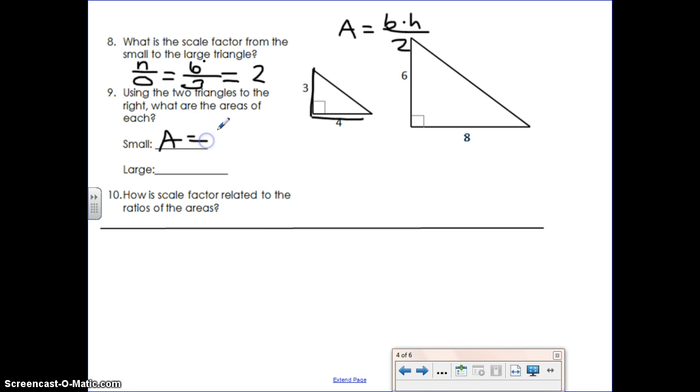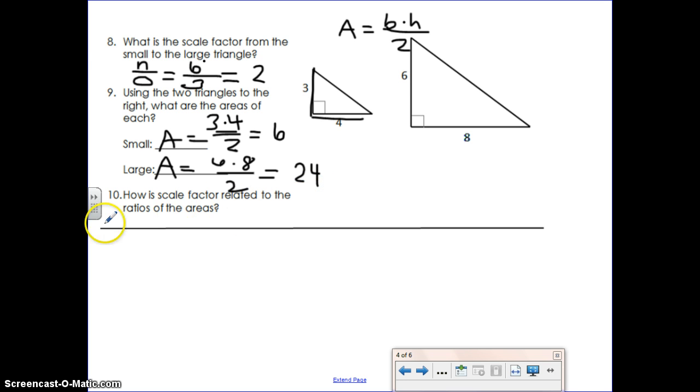All right, area is base times height, so 3 times 4 divided by 2. Order of operations, we do everything up here first, so 12 divided by 2, and 12 divided by 2 is 6. Area of the large triangle, again, is base times height divided by 2, so 6 times 8 divided by 2. And I know that 6 times 8 is 48, and 48 divided by 2 is 24.